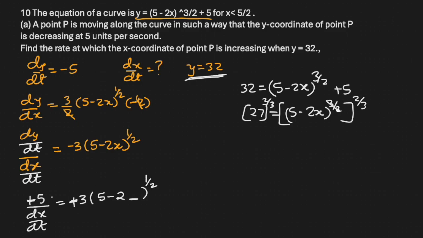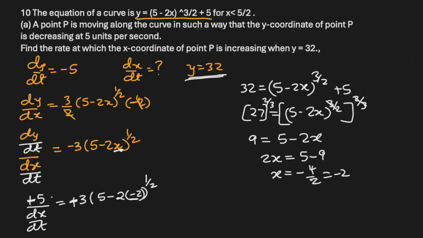Okay, so this 3 over 2 and 2 over 3 cancel, their multiplication will be 1. 2/3 power of 27 is 9, and we are rid of the exponent here, so we are just left with 5 minus 2x. So 2x equals 5 minus how much? 9. So x is equal to minus 4 over 2, which is minus 2.